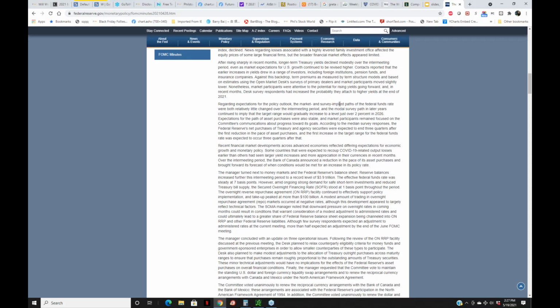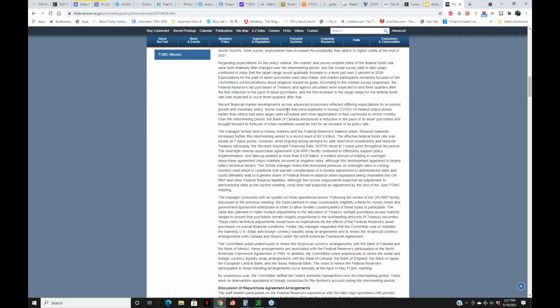Expectations, policy outlook, the market survey implied path for the federal funds rate showed relatively little change over the intervening period, and the modal survey path continued to apply the target range. We gradually increase to a level just over 2% in 2026. That doesn't sound bearish at all. Expectations for the path of asset purchases were also stable. Market participants remain focused on the Central Reserve, blah, blah, blah.